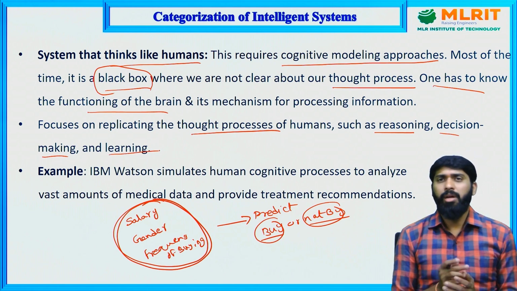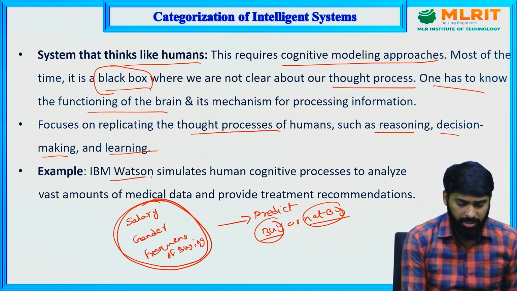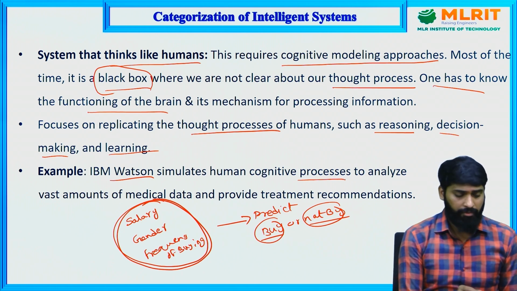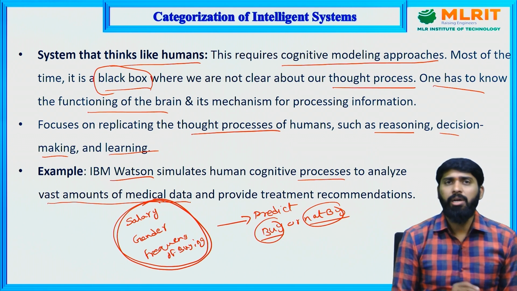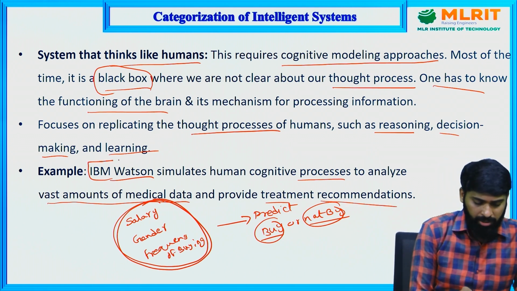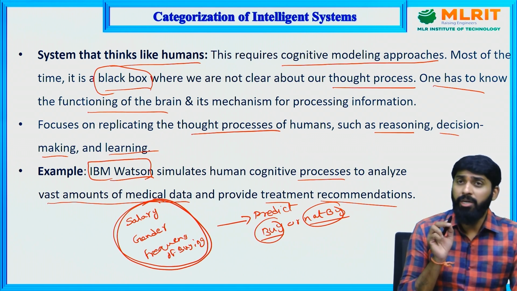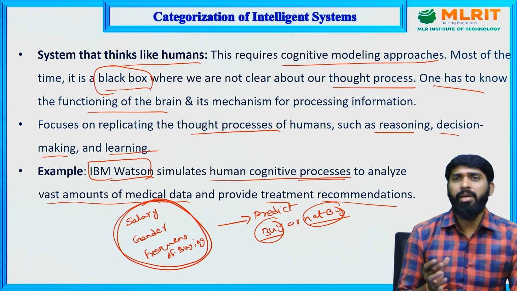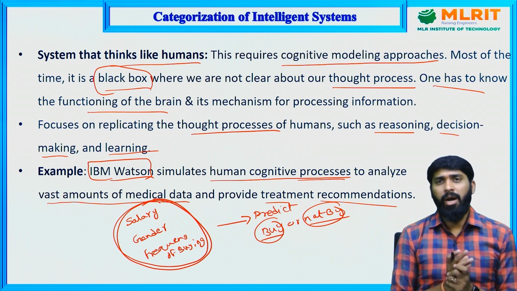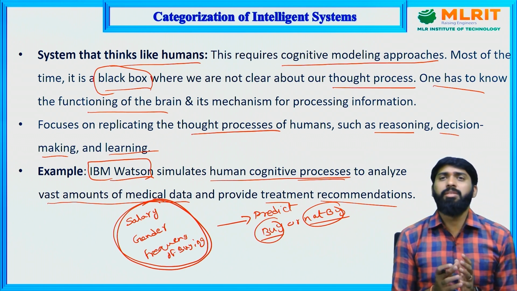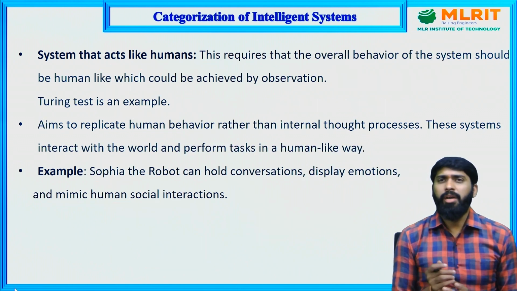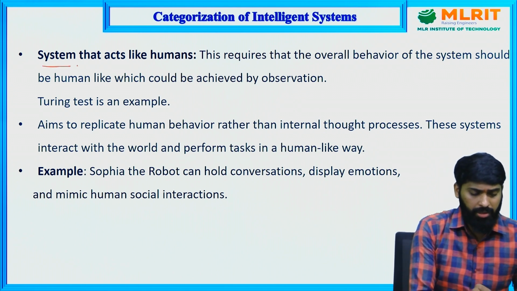Coming to an example, IBM Watson simulates human cognitive processes to analyze vast amounts of medical data and provide treatment recommendations. Here, IBM Watson is an AI system that simulates human cognitive processes to analyze a huge amount of data, and based on that medical data, it provides some suggestions or treatment recommendations to the user.